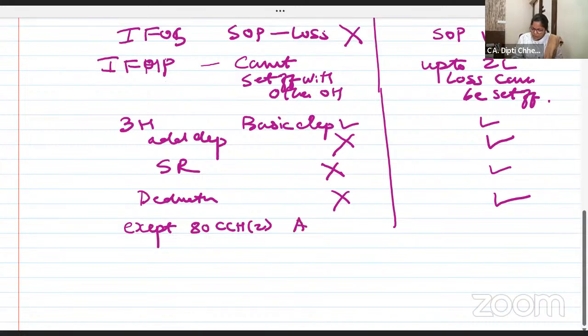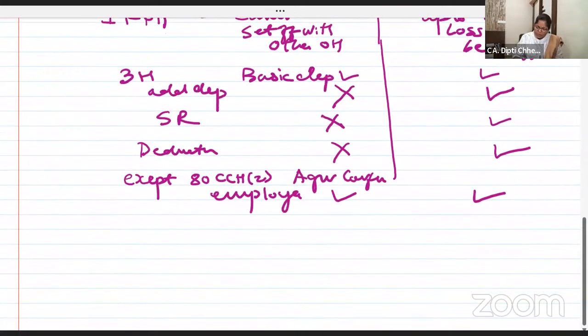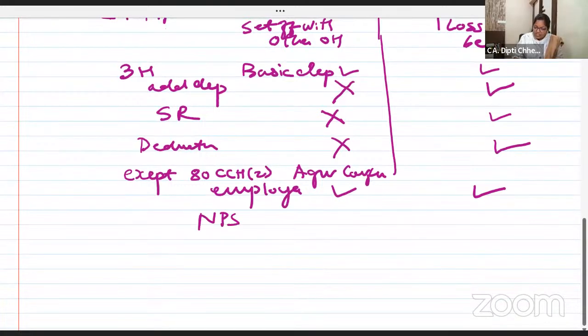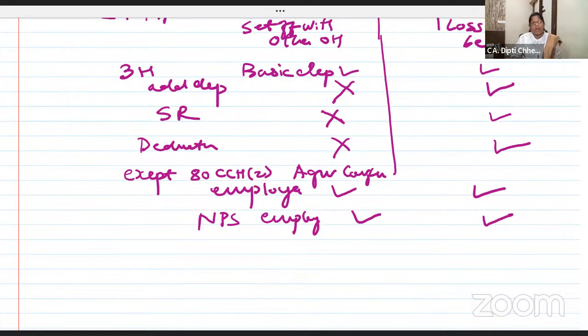80CCH2, you know, Agniveer Corpus Fund, employer can contribute. Employer can contribute, allowed at both places. National pension scheme, employer can contribute, allowed at both the places. Clear? So these are the important things I think I have covered majorly.